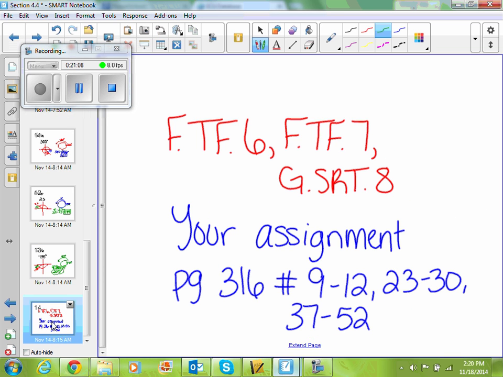Okay, I know that was a lot. You're going to work on this over the next 2 days, so we're going to work on it tomorrow too. So page 316, 9 to 12, 23 through 30, and 37 through 52.